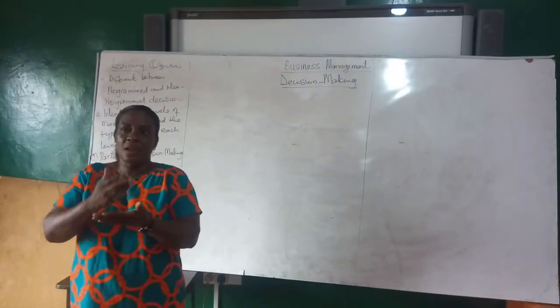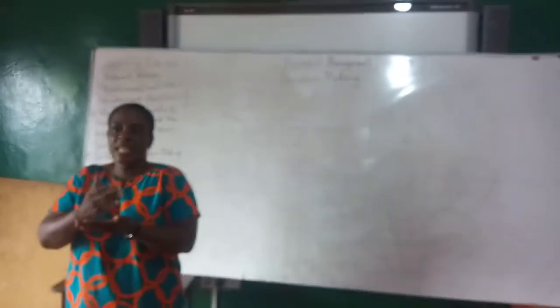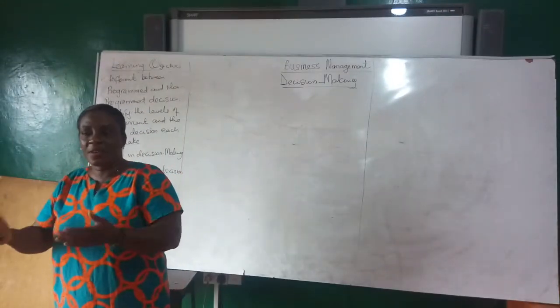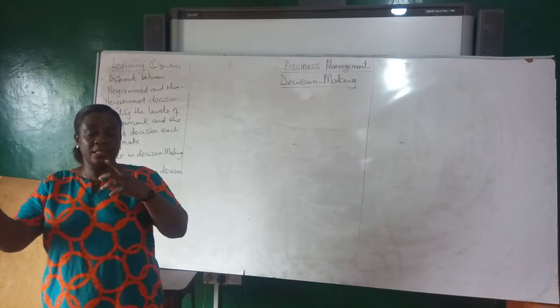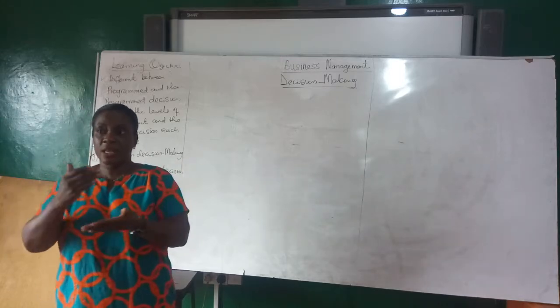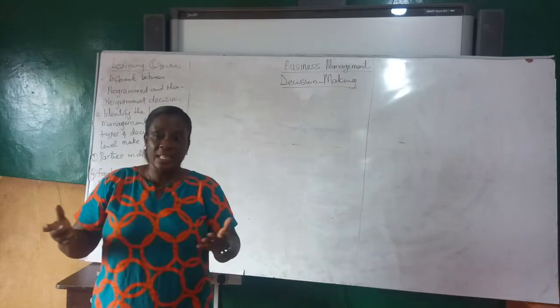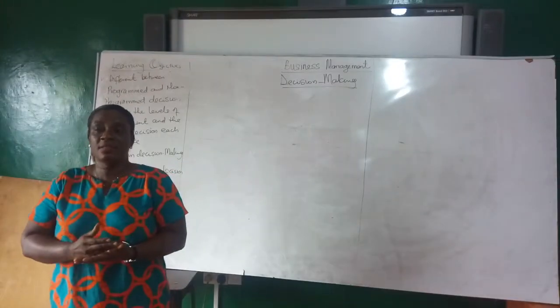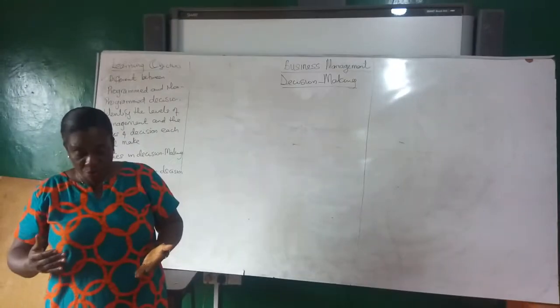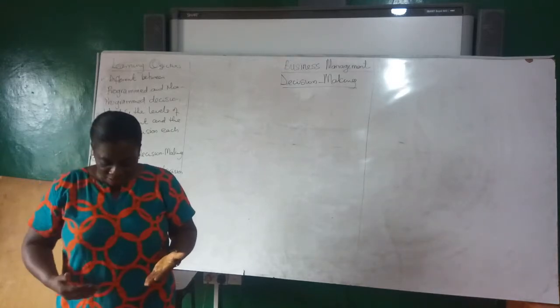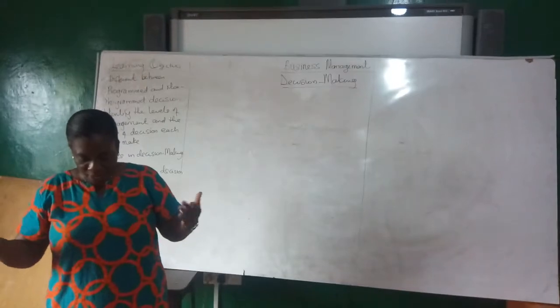So we are saying that a programmed decision is the one that is routine. It repeats itself and it is structured. It just does not happen haphazardly. It goes like that. And we have several of them. You look at Valentine's Day. Every 14th February, it's Valentine's Day, and it is observed as such.